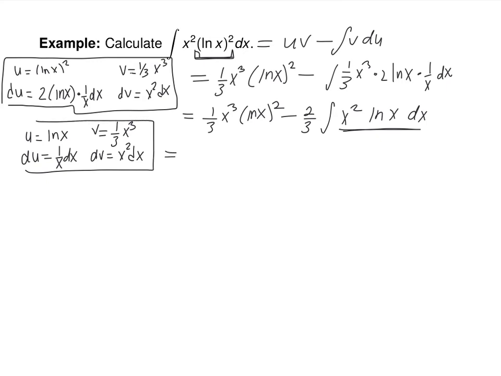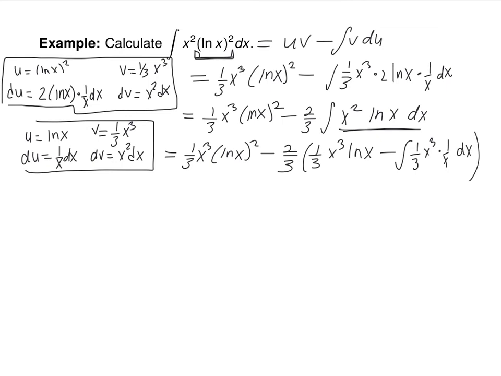All right, so we have 1/3 x cubed ln of x squared minus 2/3, don't forget your parentheses, uv, so 1/3 x cubed ln of x minus the integral of v du, so minus 1/3 x cubed times 1 over x dx. Be very careful with those parentheses, and I'm going to distribute the negative 2/3 through and also simplify that integrand a bit.